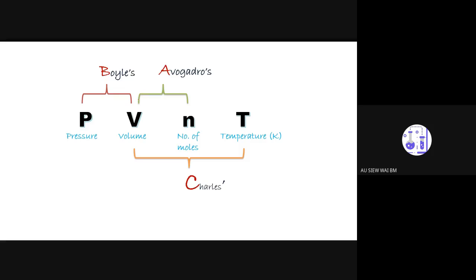For gases, we have 4 variables: P, V, n and T. P means pressure, V is volume, n is number of moles, and T is temperature. So when you need to state the gas laws, all the gas laws, when you give the definition, you must include all 4 of these variables. For example, Boyle's law.